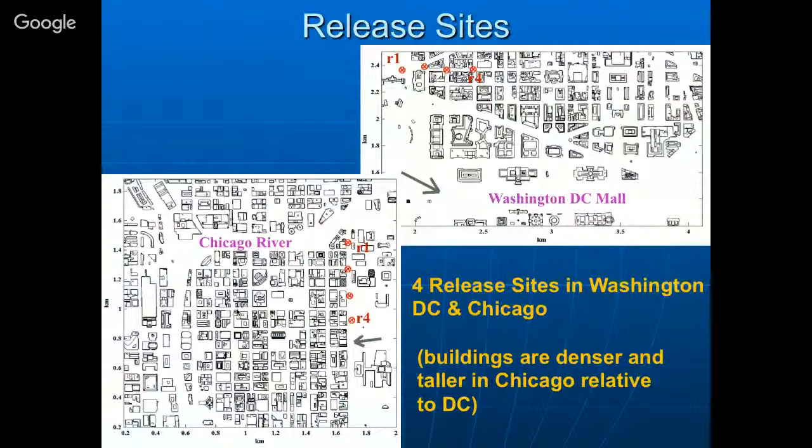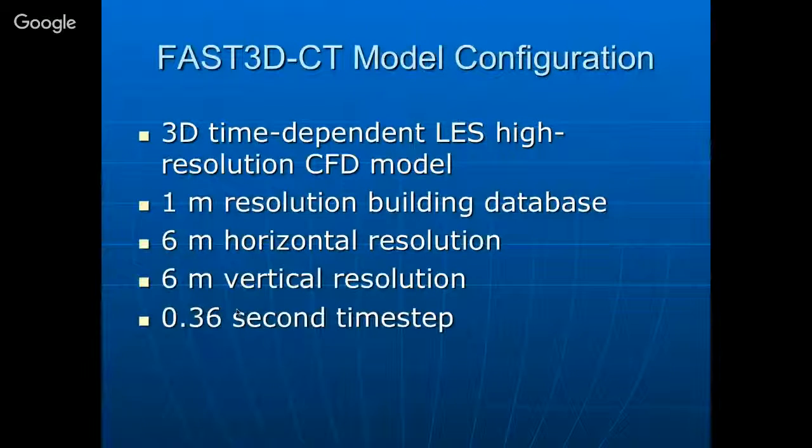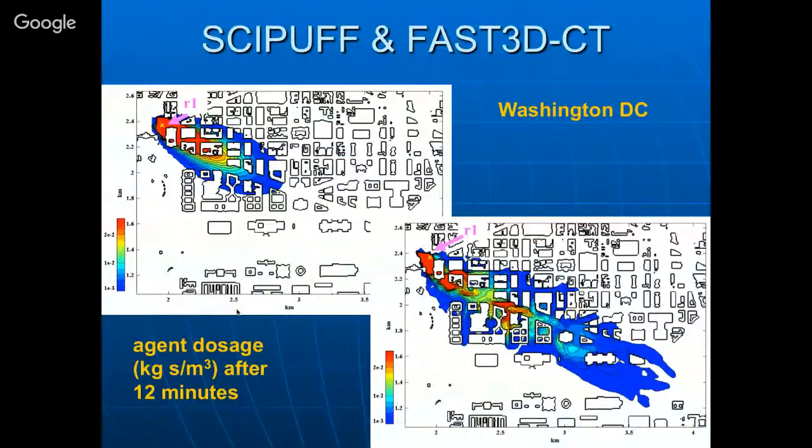I looked at release sites arrayed along here for these two different cities. The CFD model itself has 6-meter resolution in the horizontal and vertical and uses a 1-meter resolution building database for the cities. This is an example of some of the results. This is for SkiPuff for HPAC. This is the plume model that's used as the operational capability, which has now developed an urban module, like an urban parameterization, that's not represented in this version of HPAC.